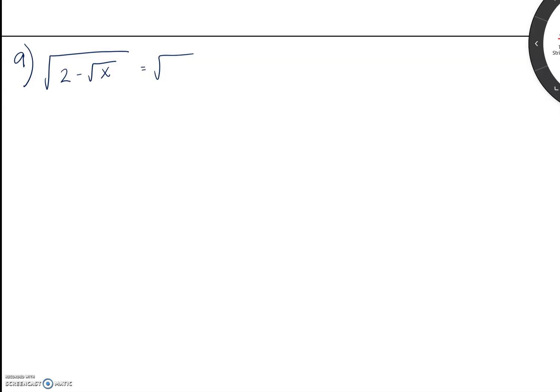Oops, that's supposed to be an x. We have the square root of 2 minus the square root of x equals the square root of x. So let's square both sides first. And that only cancels out the outside one. So we still have 2 minus the square root of x equals x.